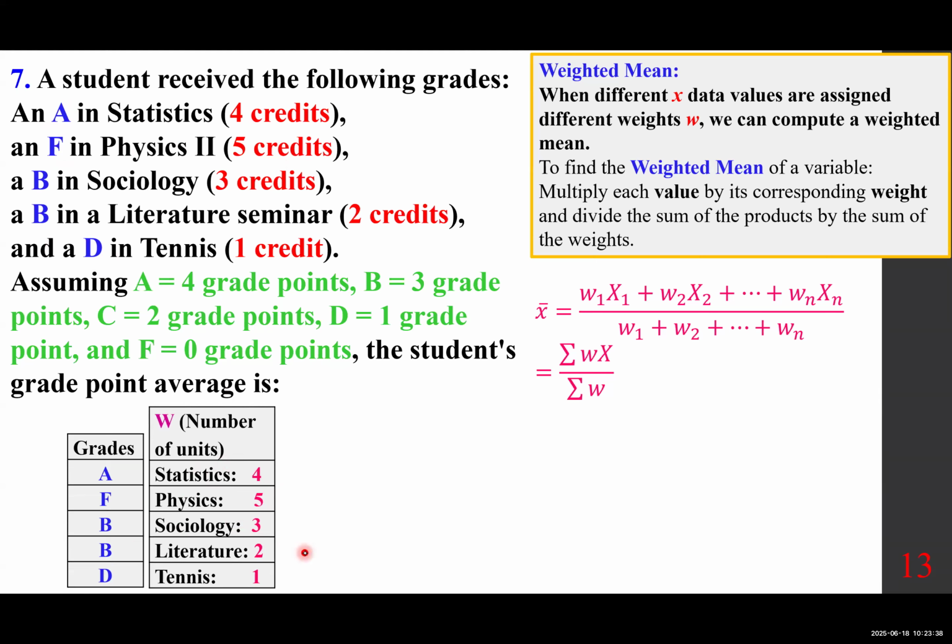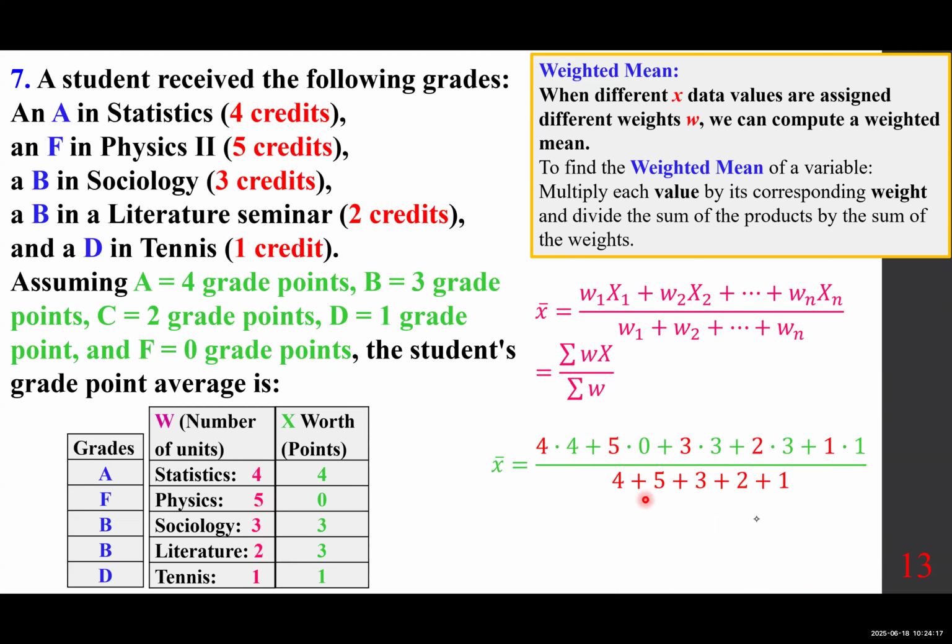And how many points are they worth? Well, A is worth 4 points, F is worth 0, B and B, each one is 3, and D is 1. So according to this, you multiply this column by this column, and you divide by the total number of units. So 4 times 4, plus 5 times 0, plus 3 times 3, plus 2 times 3, plus 1 times 1, divided by 4 plus 5 plus 3 plus 2 plus 1. That is the weighted average.